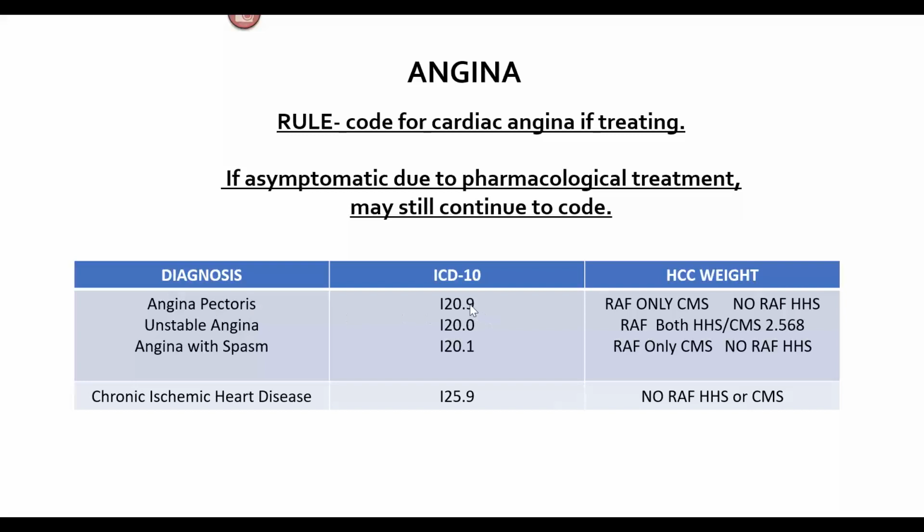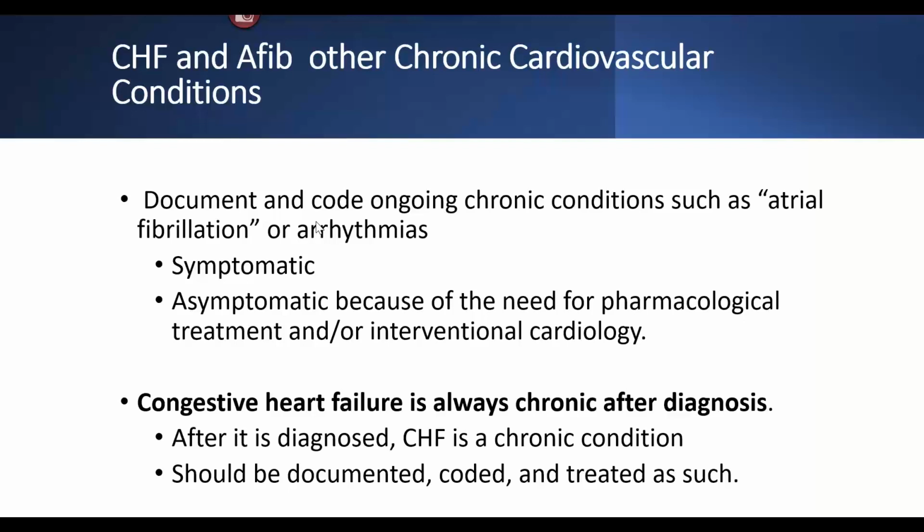The angina, the I20.9, it RAFs only in CMS. It does not RAF in HHS. The unstable angina RAFs in both. And the angina with spasm, I20.1, will RAF only in CMS. So again, even if it's asymptomatic on pharmacological treatment, still continue to code. Code these chronic cardiovascular conditions, whether symptomatic or asymptomatic.